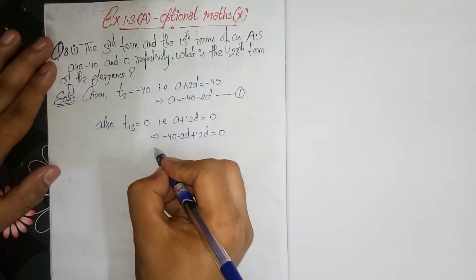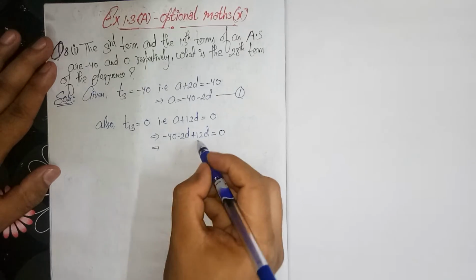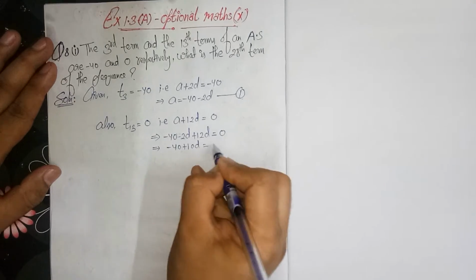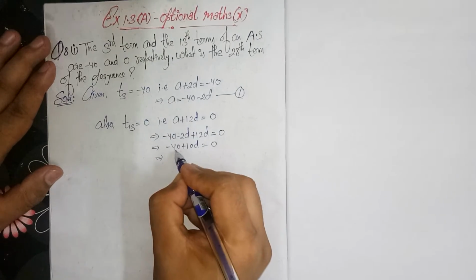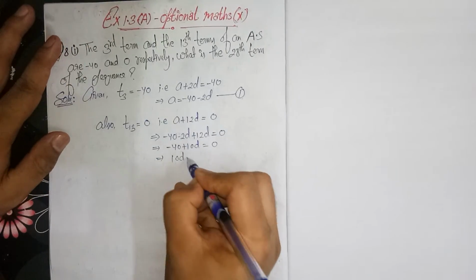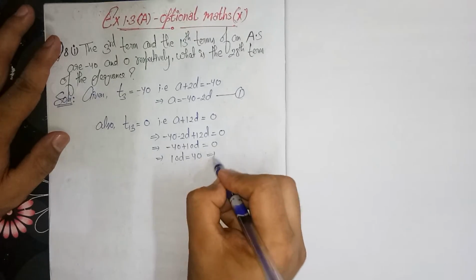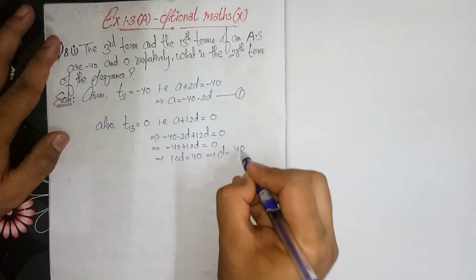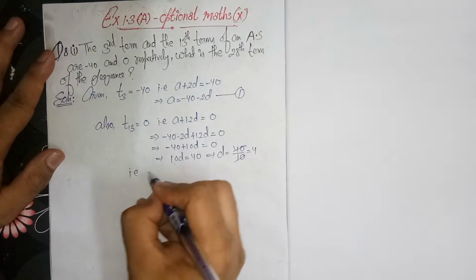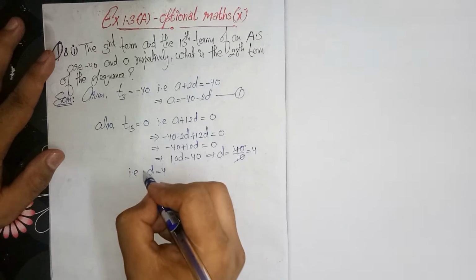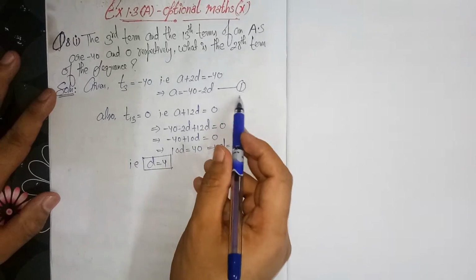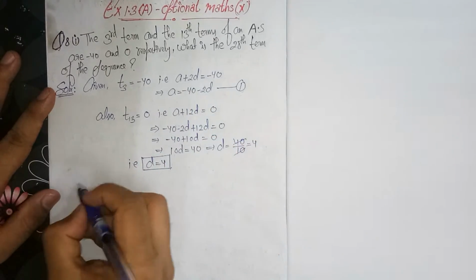We get minus 40 plus 10d equals to 0, implies when this 40 is transferred to right hand side it becomes positive, so 10d is equals to 40, implies d is equals to 40 divided by 10, which is equals to 4. That is, d is equals to 4. Now we have found the value of d. Similarly, if we put the value of d in equation 1, we get the value of a, right?